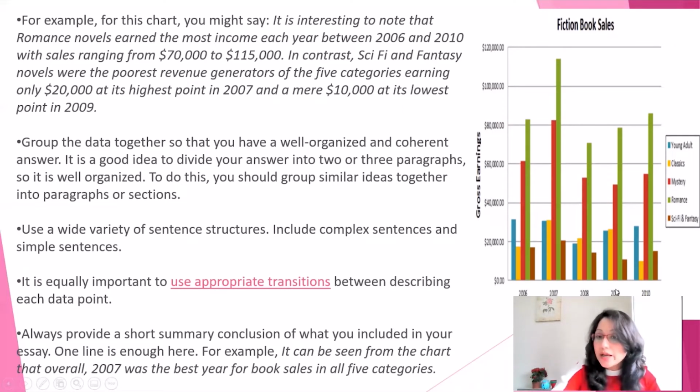So if you can see, this is what it's saying. It is interesting that romance novels earn the most income each year between 2006 and 2010. So which is your romance? Green, that's right. So between 2006, here is your romance and here is your romance.